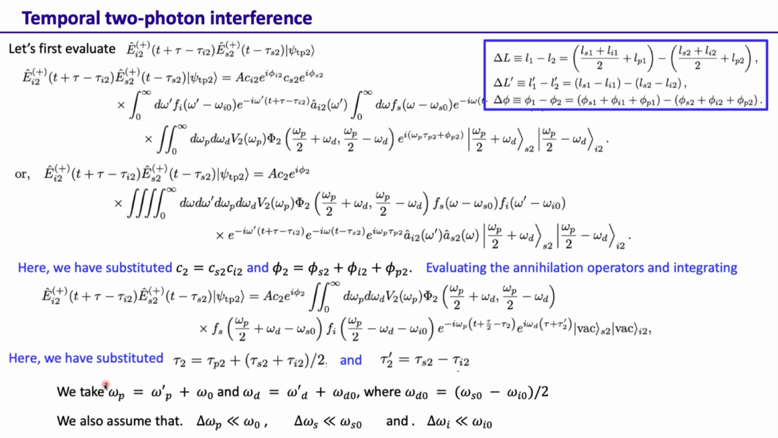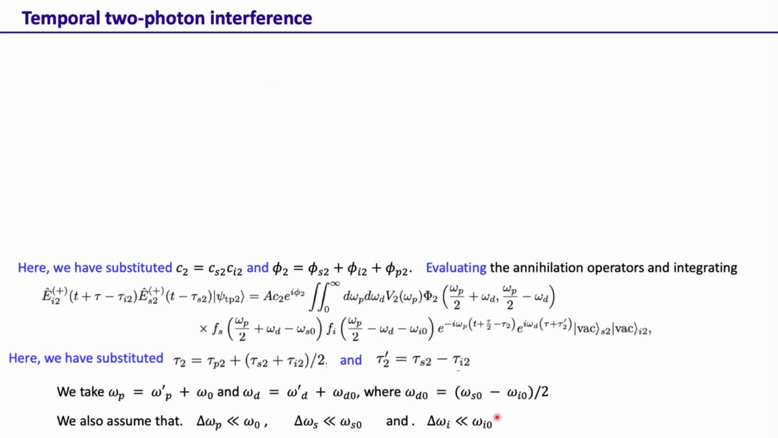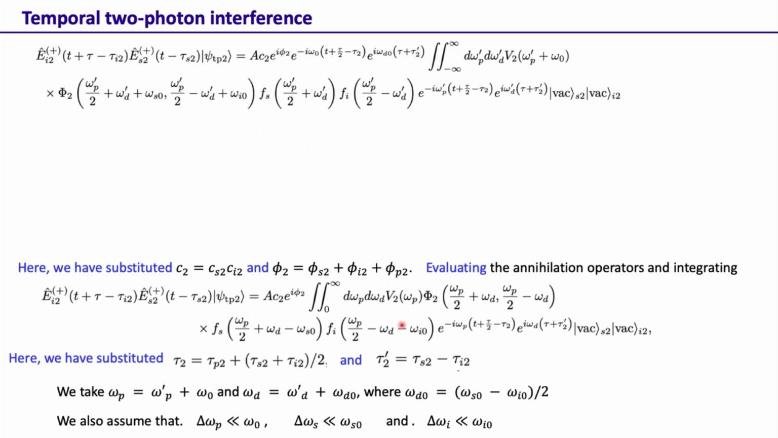This is pretty much the same assumption that we made in the case of the quasi-monochromatic field in the context of temporal interference. Similarly for this field, we assume that the frequency bandwidth of the field is much smaller than the central frequency of the field. With these assumptions, we can write this quantity as this. Here we are essentially doing the change of variables, so V2 of omega p becomes V2 of omega p prime plus omega naught, and so on.